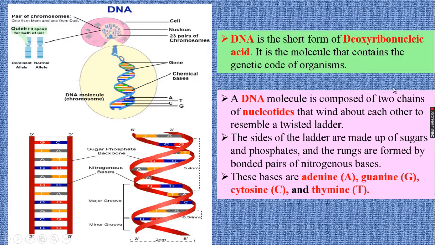A DNA molecule is composed of two chains of nucleotides that wind about each other to resemble a twisted ladder. The sides of the ladder are made up of sugars and phosphates, and the rungs are formed by bonded pairs of nitrogenous bases. These bases are adenine, guanine, cytosine, and thymine.